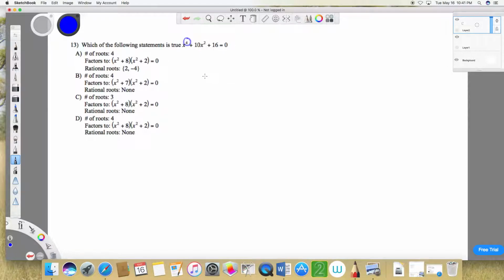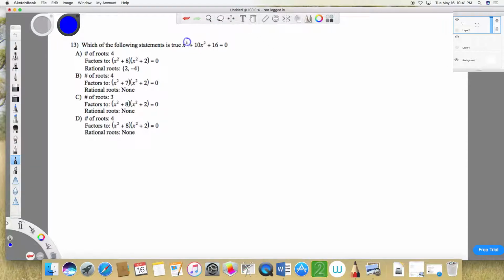Now, it's a little bit misleading because there might be numbers that repeat in our solutions. So we're expecting four numbers, but some of them may be complex numbers. We call them imaginary numbers, and some might be real numbers. And of those real numbers, some of them might repeat.